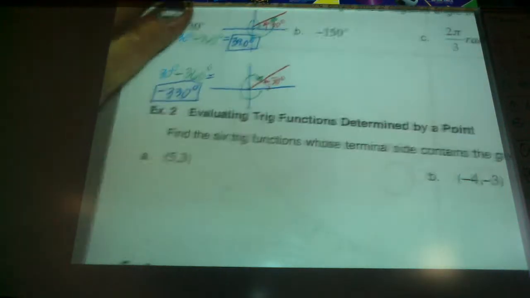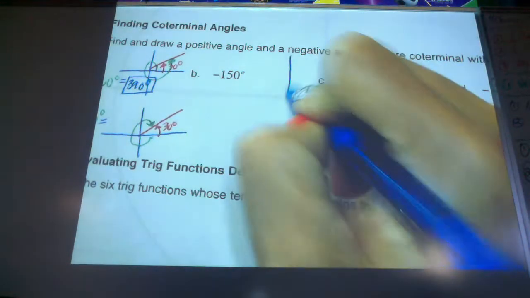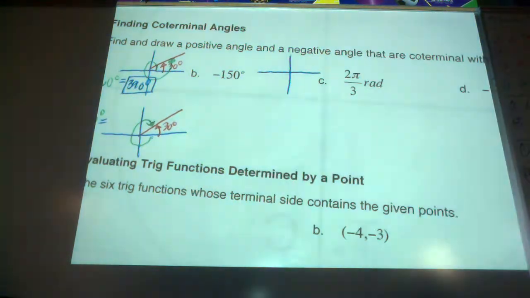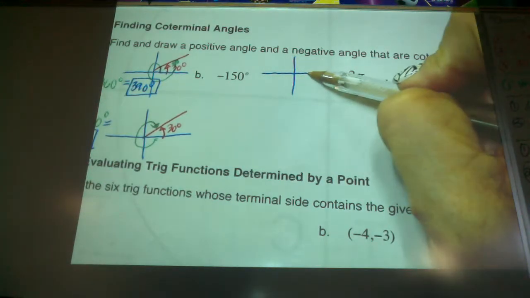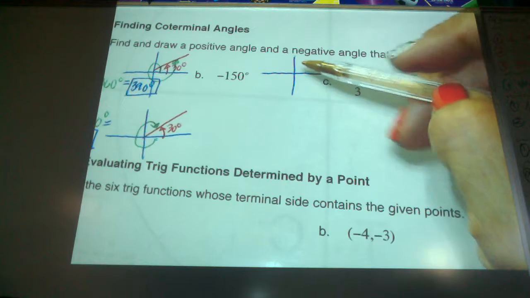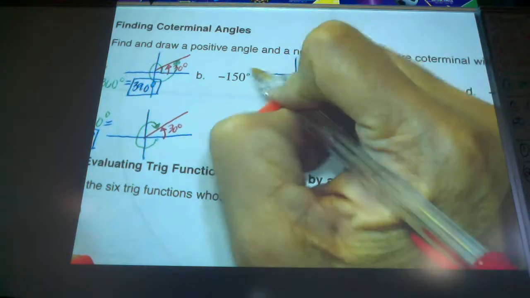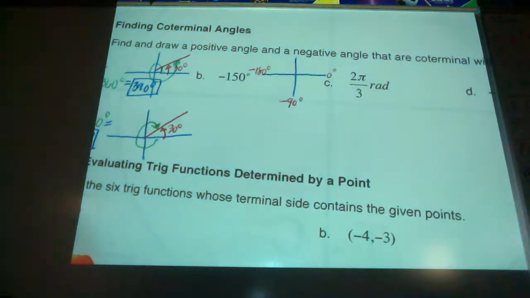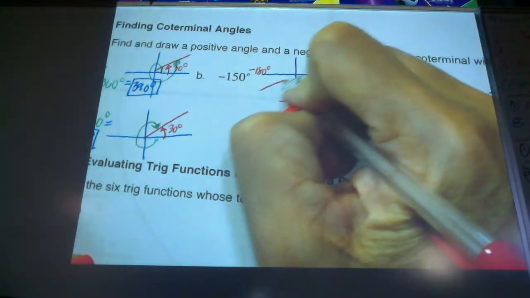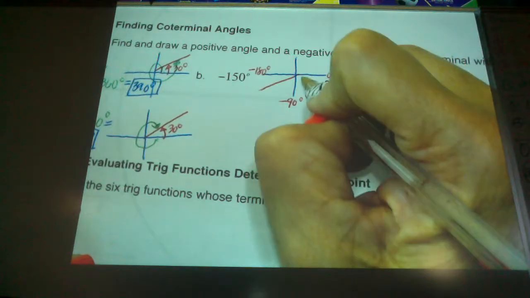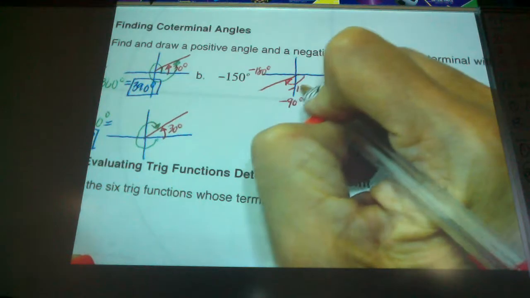All right, so look at the negative one. So this time you start with a negative value. Let's draw where that is. What quadrant is negative 150 degrees going to be in? I'm going to start here and go negatively. So negatively, this is 0 degrees. Isn't this negative 90? And isn't this negative 180? So isn't it in between these two? Right? So I'm going to draw my terminal side here. And technically, my negative 150 degree angle is there.